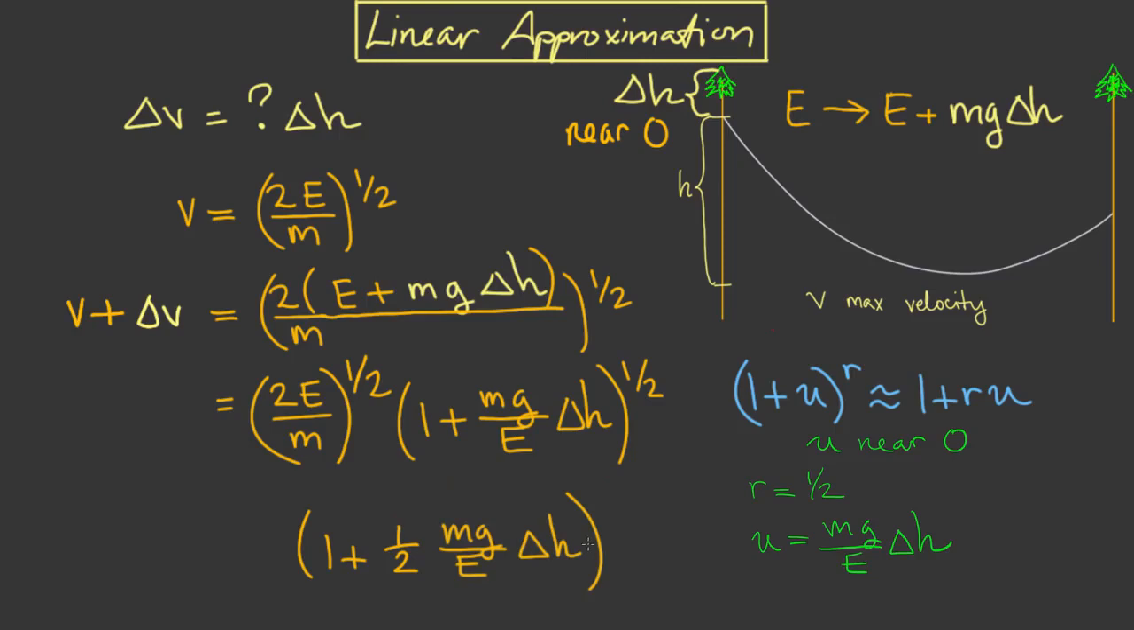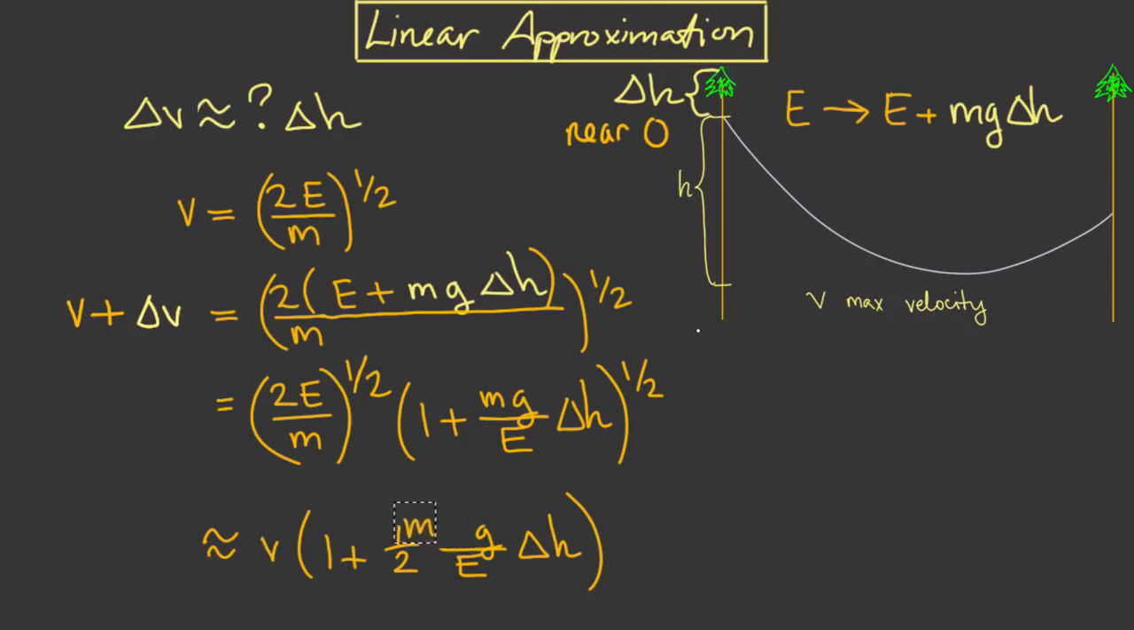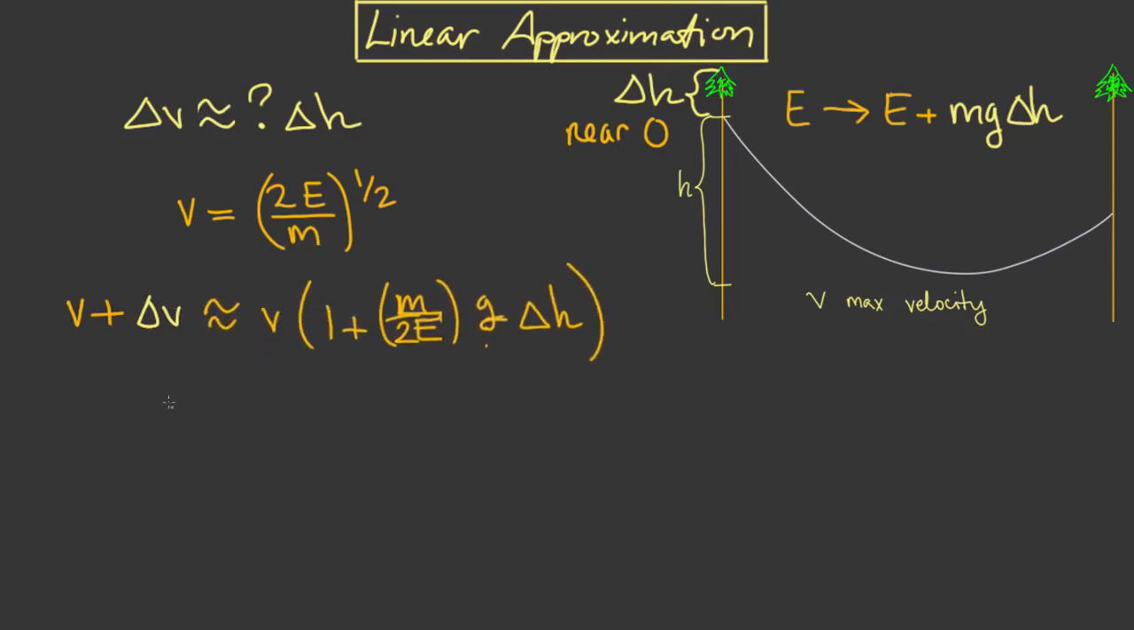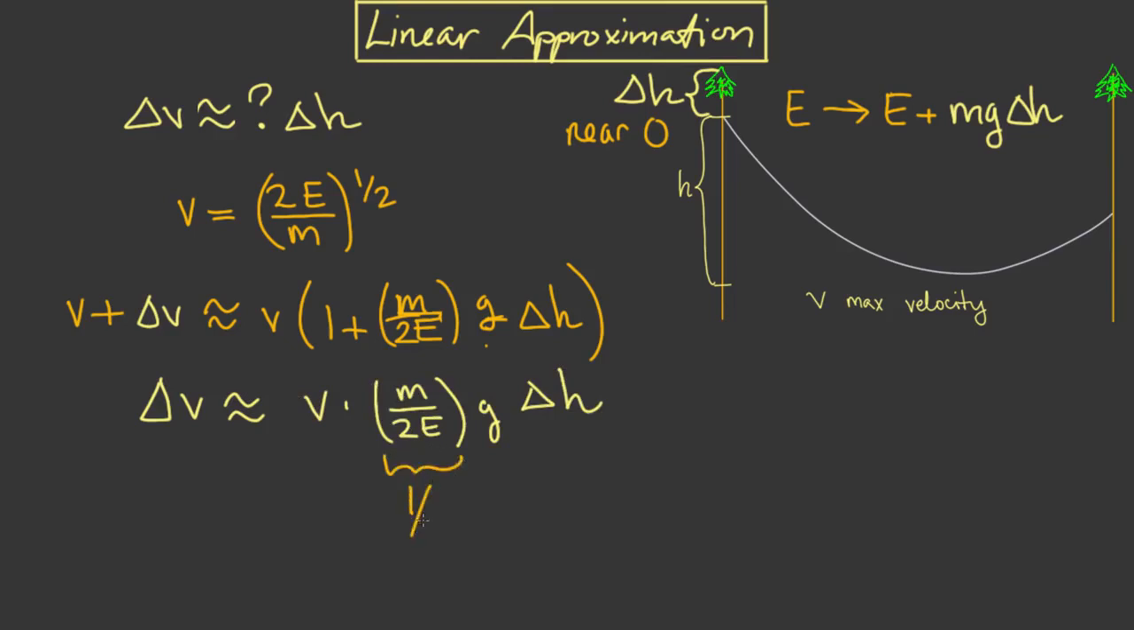So the new maximum velocity, v plus delta v, is approximately equal to v times (1 plus m over 2E g times delta h). Remember, we're interested in delta v, how much the maximum velocity changed. So delta v is equal to v times m over 2E g times delta h. Of course, if we remember that m over 2E is 1 over v squared, this is the same as g over v times delta h. Now I have a really easy way of estimating how small changes in the height will change the velocity.